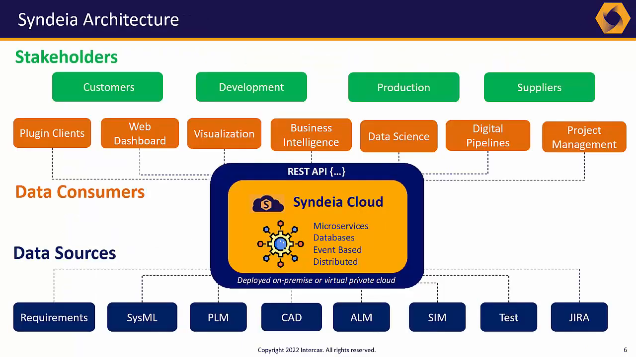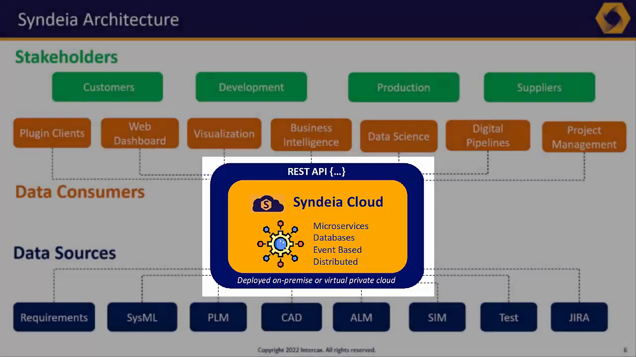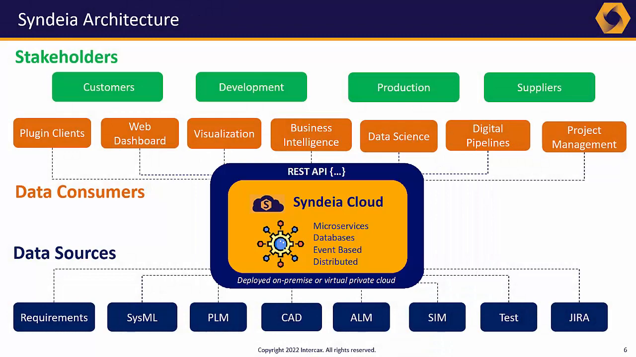The architecture of Syndeia consists of Syndeia Cloud, resident on the customer's network or private cloud, and a variety of different user interfaces that access Syndeia Cloud through its REST API. Syndeia Cloud holds a configuration-managed database for the connections between models, and a set of microservices to access the domain models and analyze the digital thread as a whole. Let's look now at the local user interfaces.